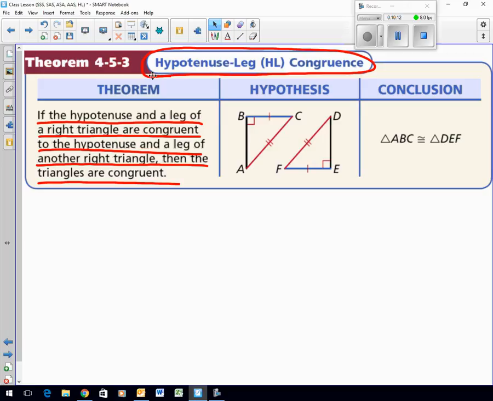And if on two different triangles, the hypotenuses and one pair of legs are congruent, then I can conclude that the two triangles are congruent.